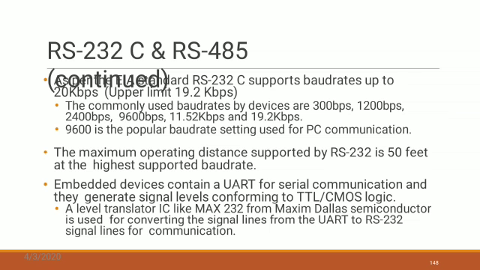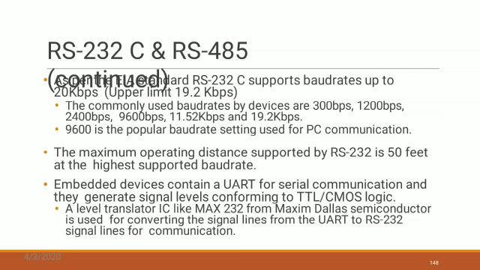If you want to communicate your PC with external embedded systems, as we do with our ARM controller, I hope all of you remember, after writing and simulating the code, whenever we try to dump the code onto the ARM controller board, we used to set the baud rate to 9600. That is the standard popular baud rate setting used for PC communication. The maximum operating distance supported by RS-232 is around 50 feet at the highest supported baud rate.